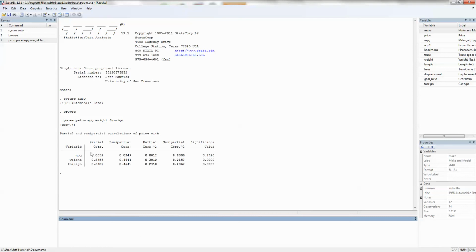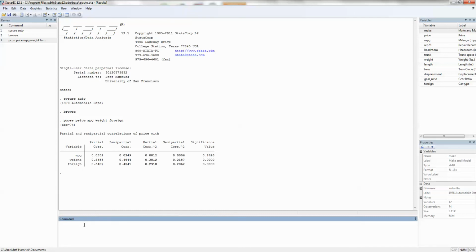This partial correlation right here is the partial correlation between price and miles per gallon, holding the other two factors accounted for. That is, accounting for the explanatory power of weight and foreign. The partial correlation between price and weight is the partial correlation between price and weight, accounting for the explanation provided by the miles per gallon and foreign variable. Okay? So this last row, this partial correlation coefficient is the partial correlation between price and the foreign indicator variable, accounting for the effects of miles per gallon and weight.